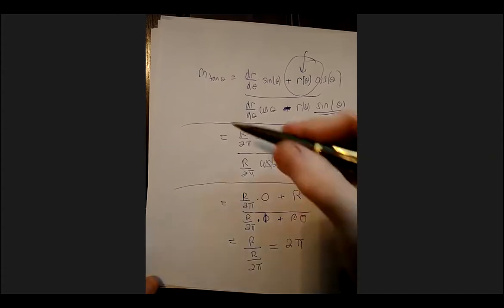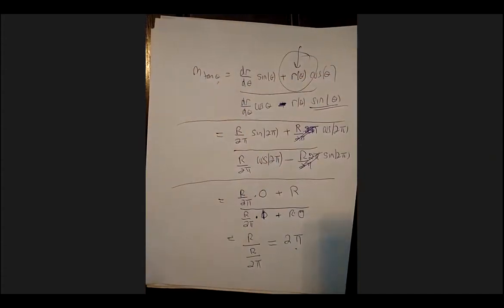So when I plug everything in, I got my tangent was equal to 2π, the slope of the tangent line.